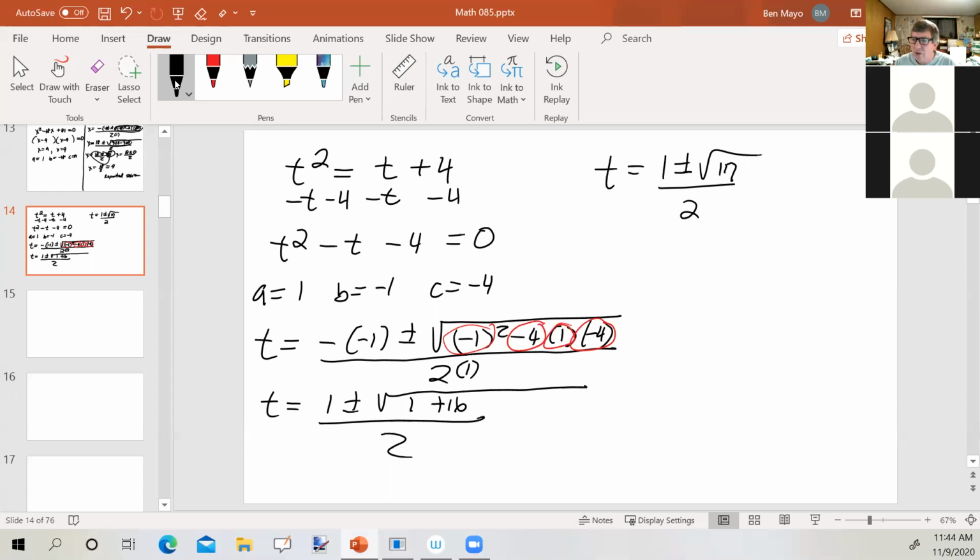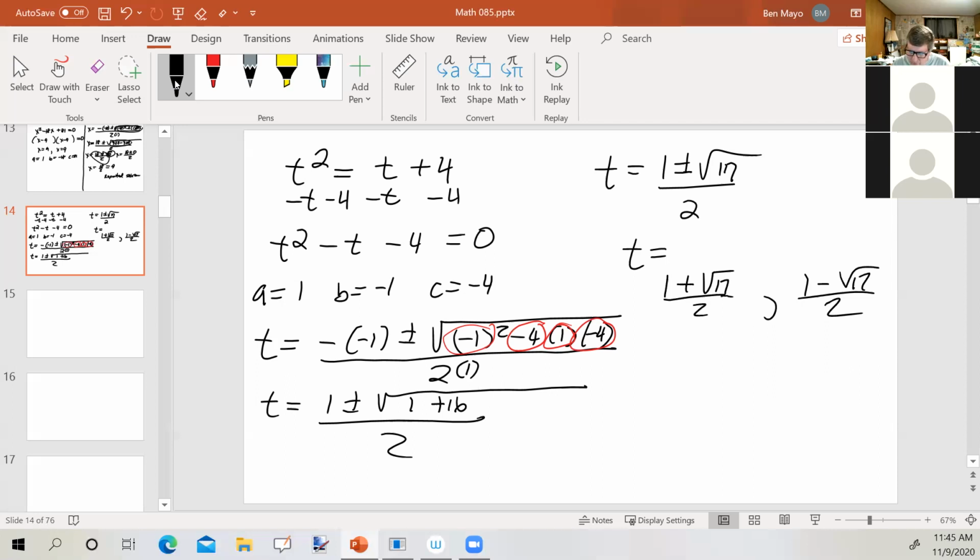Now, as I mentioned back in section 10.1, WebAssign doesn't want you to write the plus or minus. So if you were putting these answers into WebAssign, it would probably say something like t equals, and then you'd write 1 plus the square root of 17 over 2, comma, 1 minus the square root of 17 over 2. Okay, so you have separate solutions.